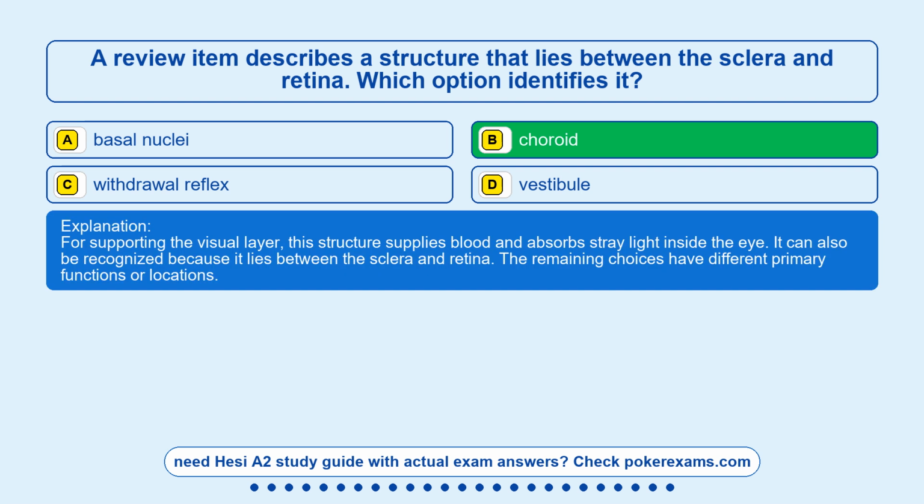For supporting the visual layer, this structure supplies blood and absorbs stray light inside the eye. It can also be recognized because it lies between the sclera and retina. The remaining choices have different primary functions or locations.